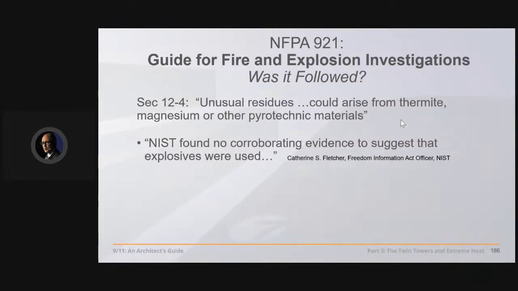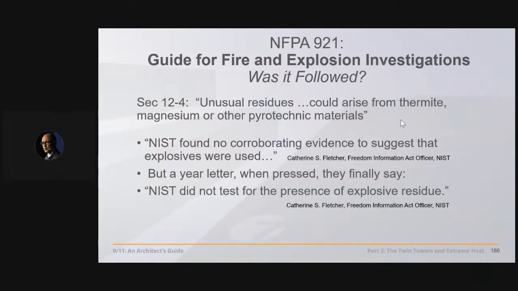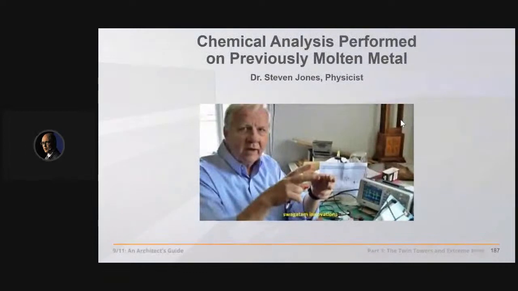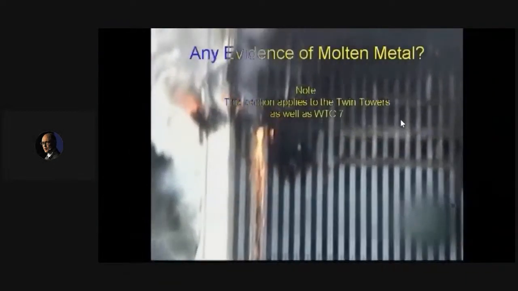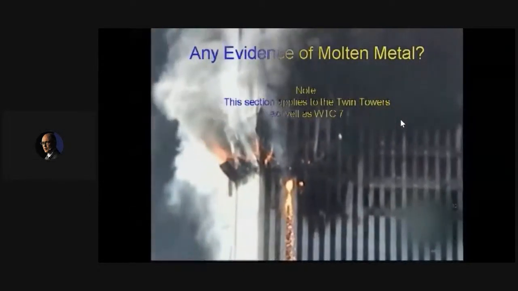NIST found no corroborating evidence to suggest that explosives were used when asked very frequently, which they published years later in their FAQ. This did not test for the presence of explosive residue. You can't find what you won't test for. And others did. In fact, Stephen Jones is one of them, a nuclear physicist formerly from Brigham Young University. He says, well, thermitic reactions would produce a characteristic burn pattern, a white, yellow, hot liquid metal, which we see pouring out of the South Tower minutes prior to its collapse, for instance.